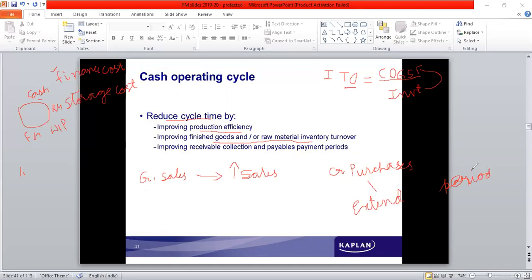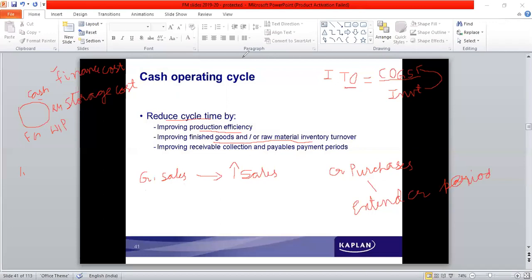So these are the ways in which the operating cycle or the cycle time can be reduced. The first one is to be efficient in producing the products, so that in a shorter period of time they convert inventory into finished goods, which are kept available so sales can be made out of that.